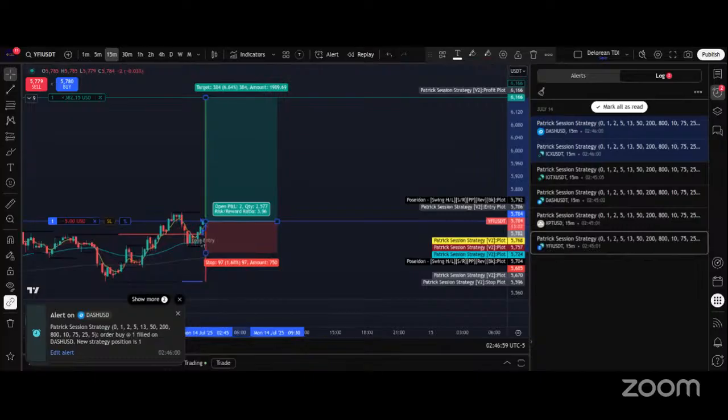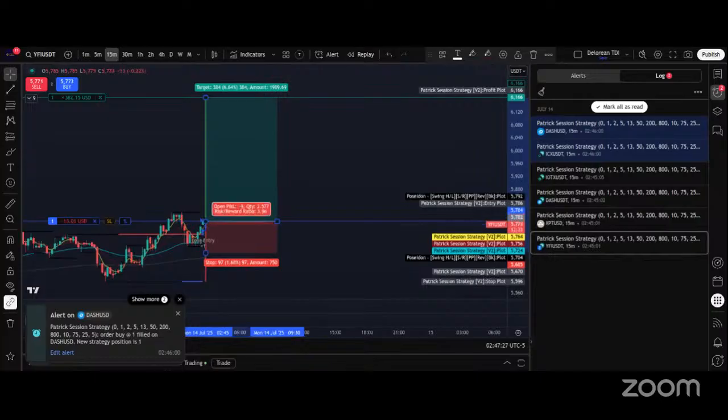And here's your next call. This is YFI USDT, YFI versus Tether. 15-minute confirmation, a market execution buy. Entry price is going to be 5782 even. Stop loss is going to be 5685 even for 97 pips. Take profit is going to be 6166 even for 384 pips. Risk reward ratio is 3.96.